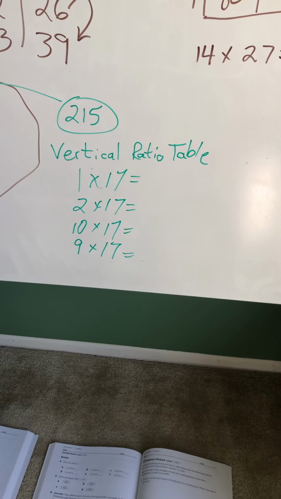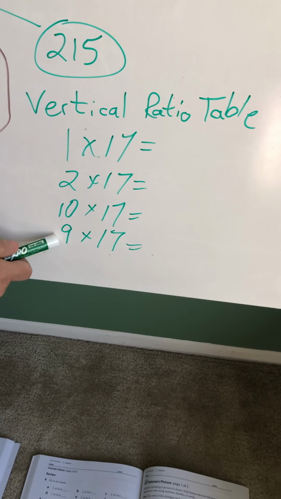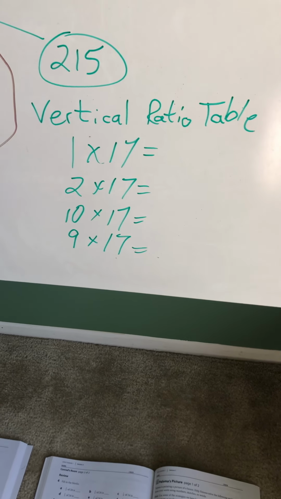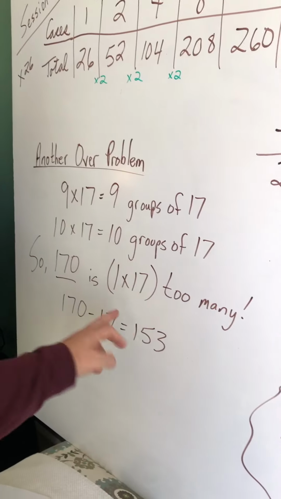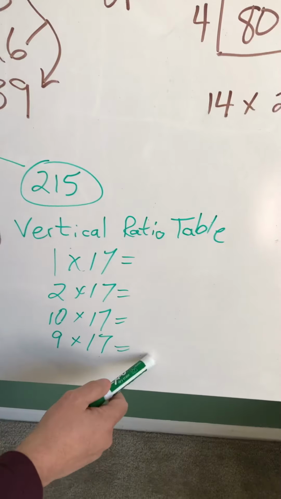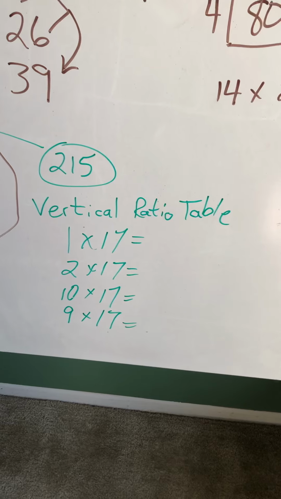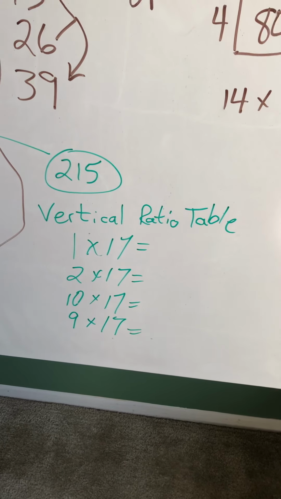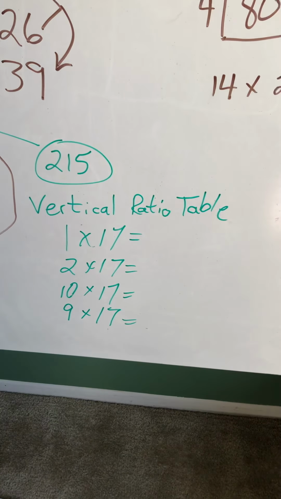They're trying to make you do the over strategy, okay? Now, if you want to use the over strategy, that's fine, but that's why they set them up like that. They want you to use some of these strategies that we've talked about. So when you get to 10 times 17, we actually did it over here already. 170, that's 10 groups of 17, but it's a group of 17 too many, so we had to take a 17 back. So this is 153. So just keep that in mind as you're doing page 215, that it's basically a vertical ratio table, and you can use these to help you find these, okay?